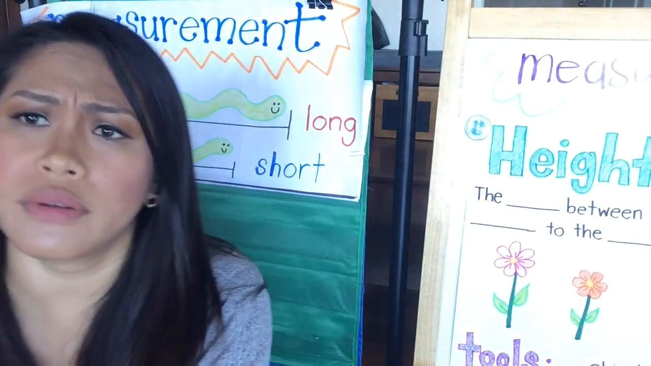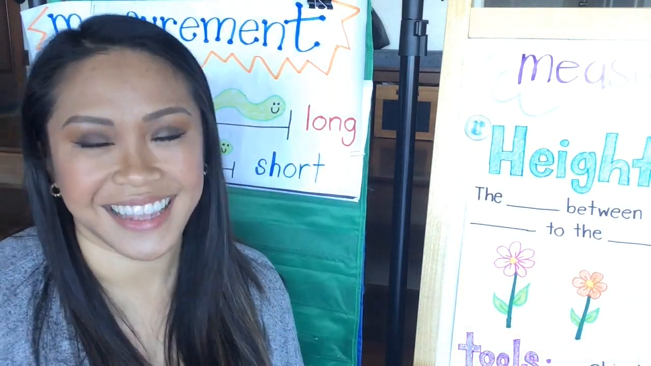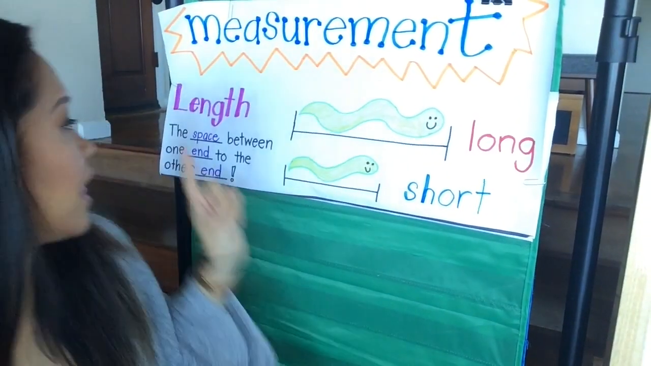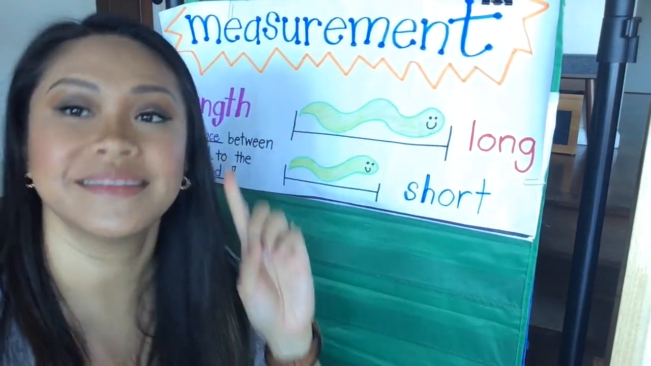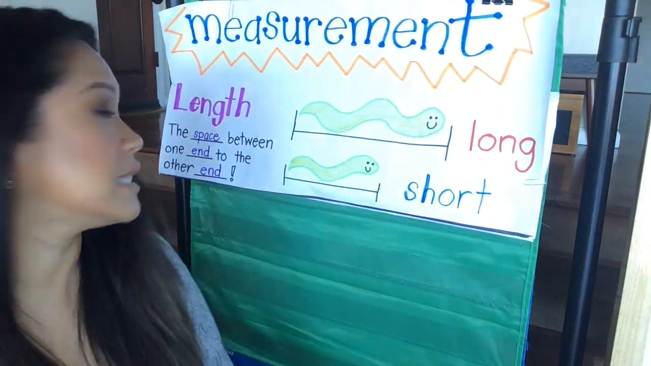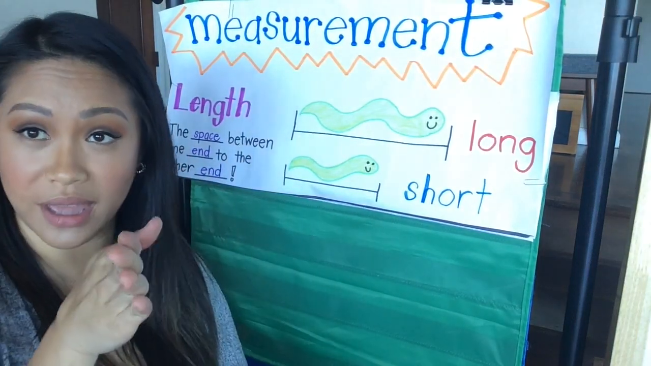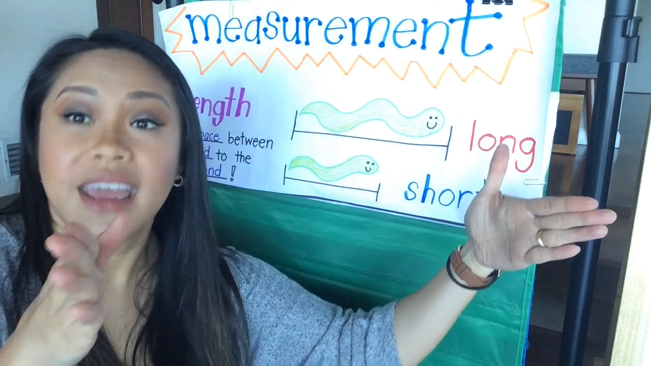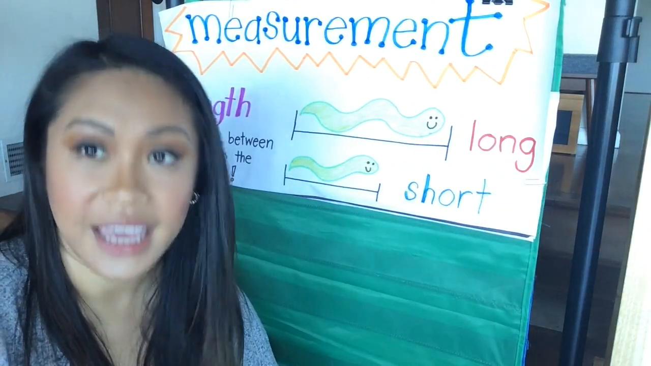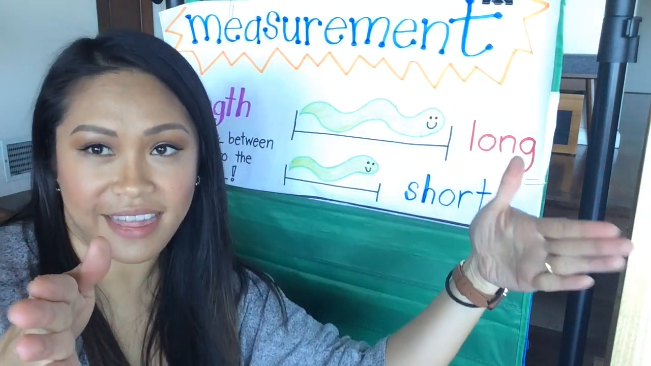But first, let's do a quick review of last week's measurement. Can everyone say measurement? Okay, good job. And last week we learned the measurement of length. Say length. Nice. And remember, Miss Fam said that length is the space between one end to the other end. And the length is the space in between.